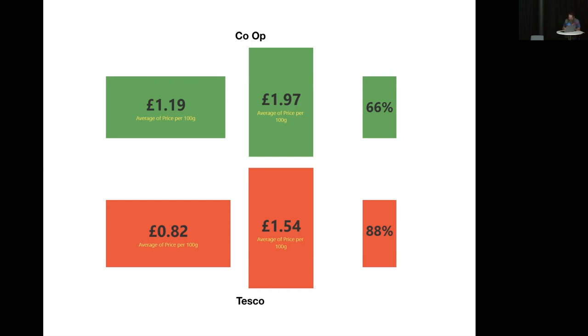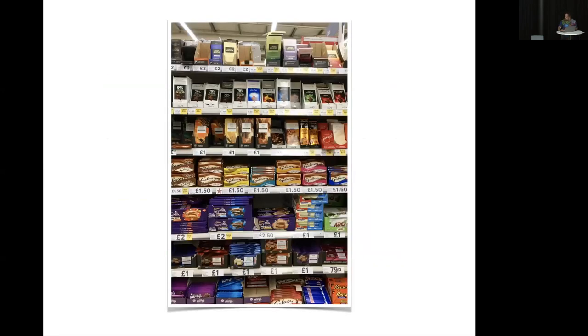Meanwhile, in Tesco, a landscape chocolate bar sells for an average of 82 pence per 100 grams. That's probably brought down by the Molly's ones. Whereas the portrait ones sell for an average of £1.54, which is 88% higher than the landscape ones. Now, why could this all be? What is all this about?